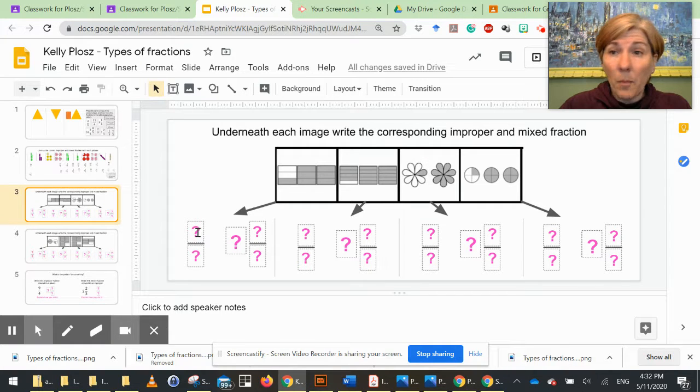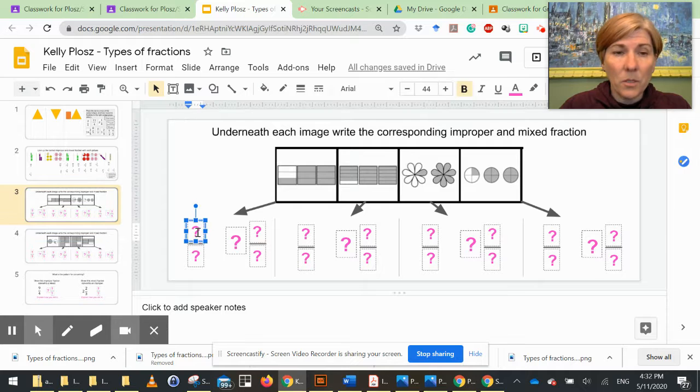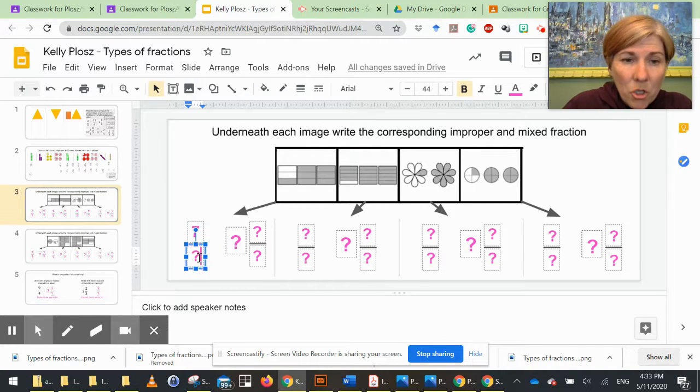All right. So the next slide, you're once again given different images, and you're going to write in both the improper and the mixed version of it. So in this first image here, I have 2 full ones completely colored in, and the third one has just the 1 strip colored in. So to write that as an improper fraction, I would have 3 and 3, that's 6, and 1 more is 7. So I'm going to put 7 in there, but each rectangle is split into 3 parts. So 7 of 3 would be the improper fraction for that image.